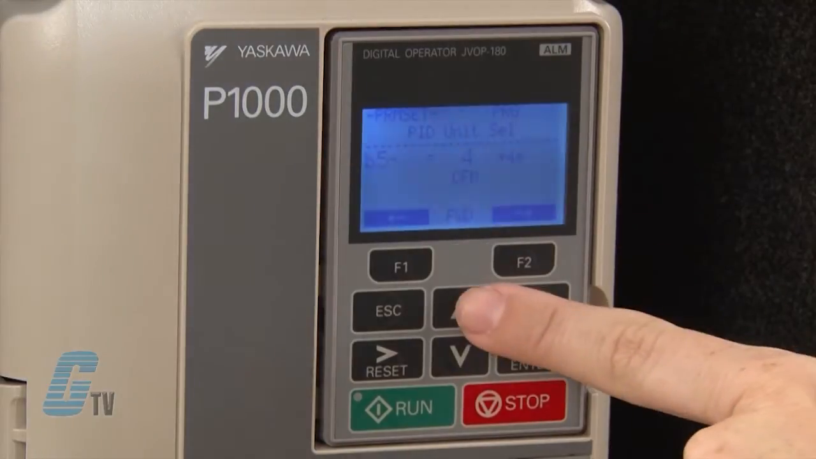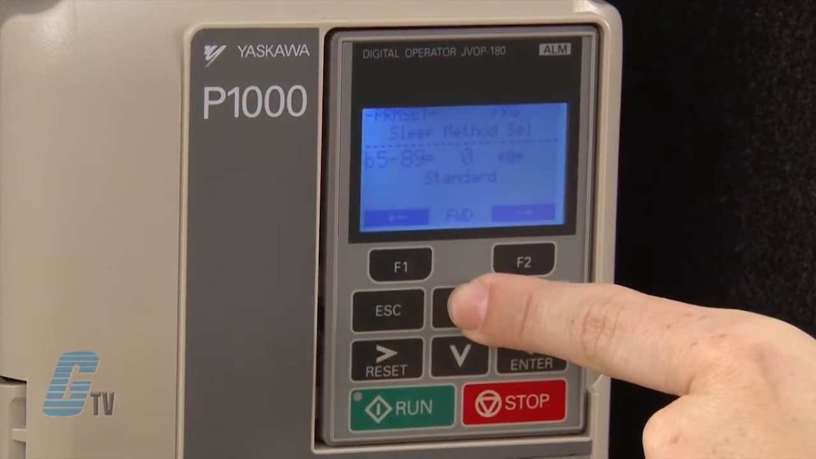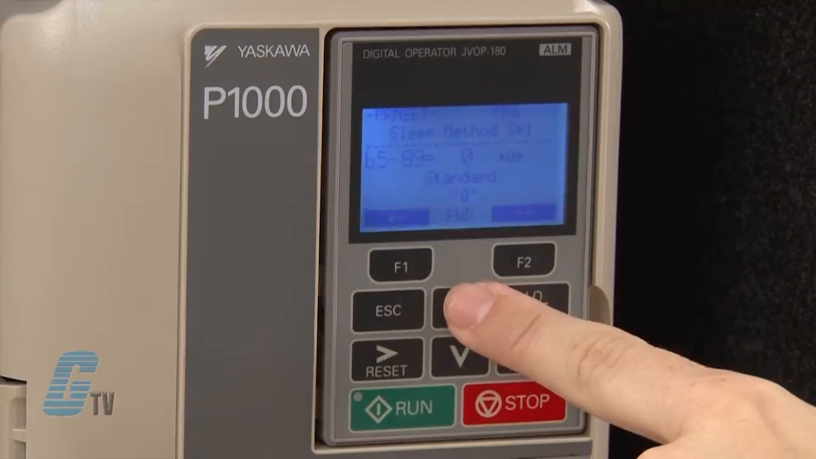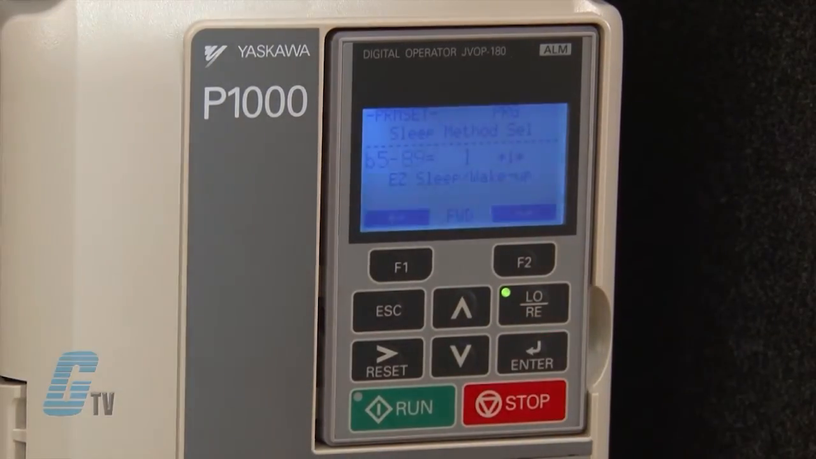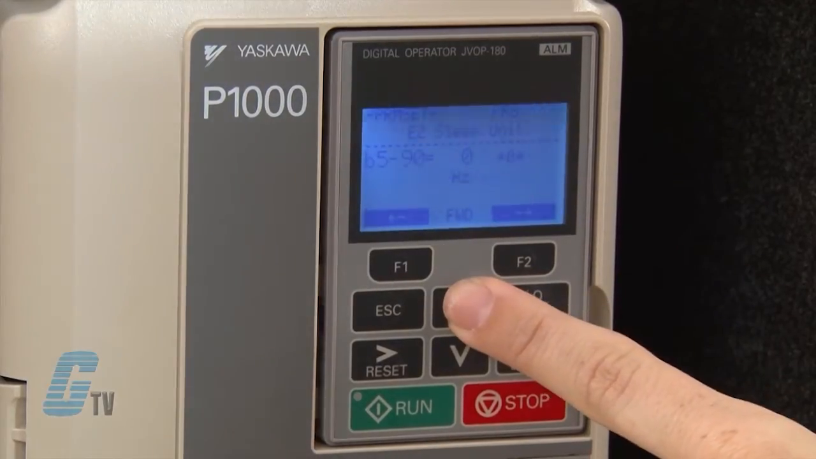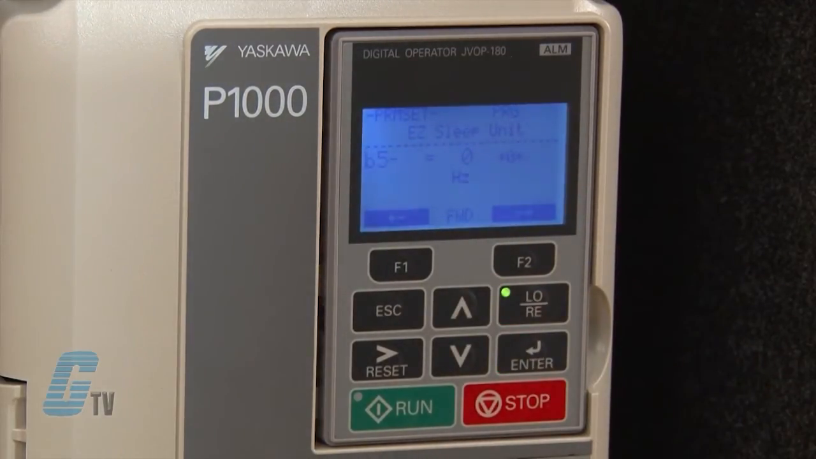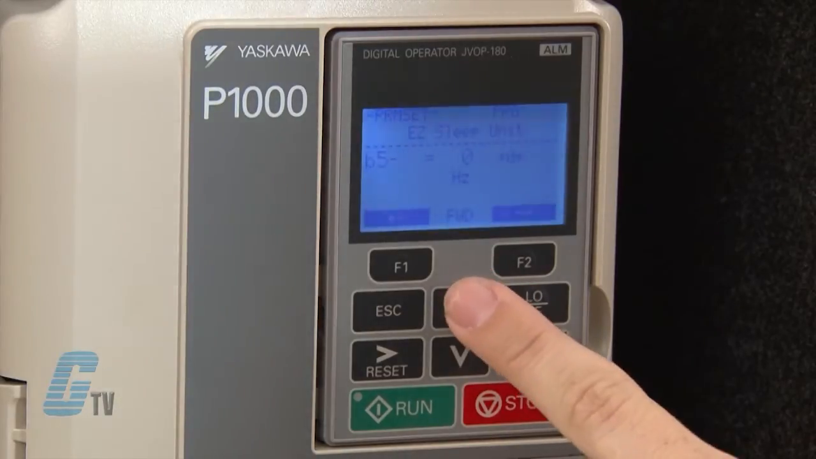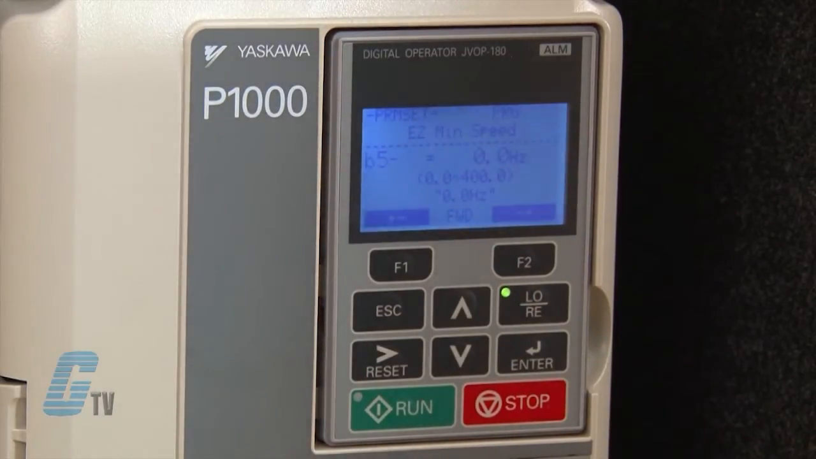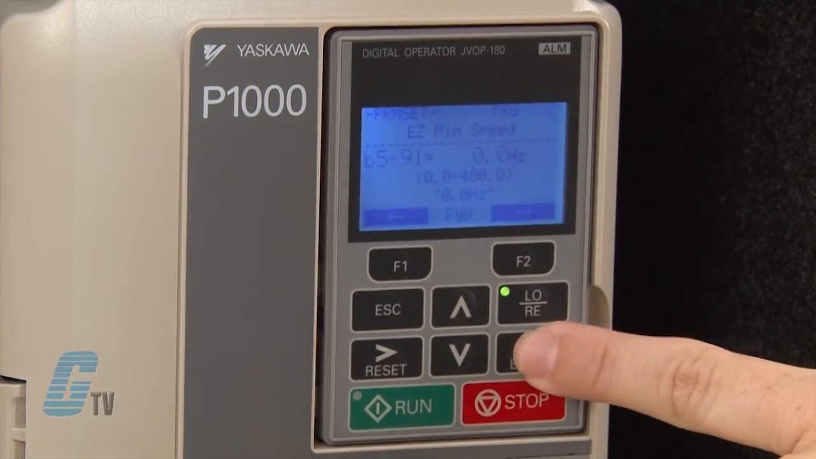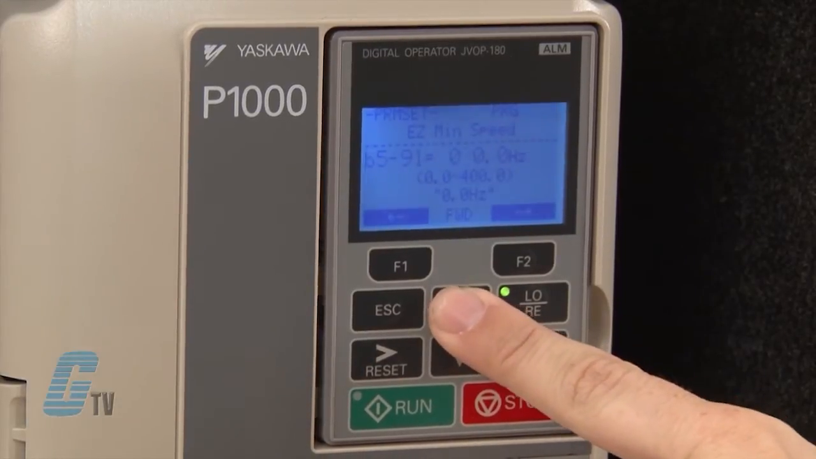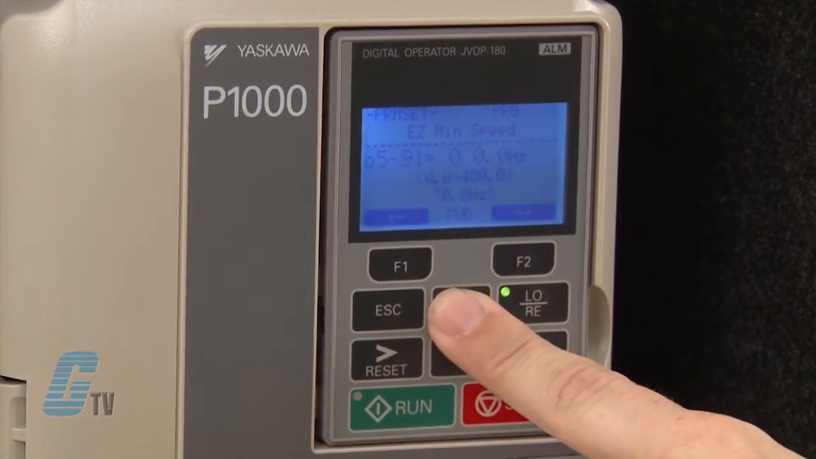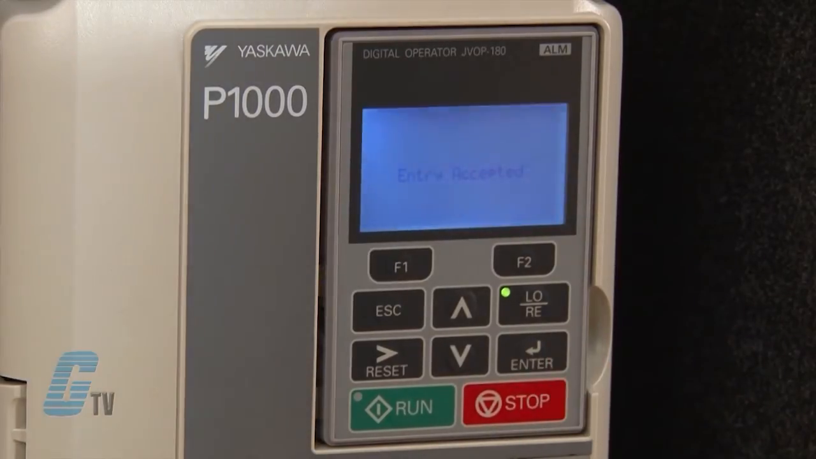Next, I will go over the sets of parameters used for setting easy sleep and wake up functions. These can be turned on by setting B5-89 from a 0 to 1. B5-90 sets the easy sleep unit to frequency or RPM. B5-91 sets the easy minimum speed, which is the PID minimum speed and integral lower limit. I can set this up to 400 Hz or 24,000 RPM, depending on the setting I set for B5-90. I will set this to 50 Hz.